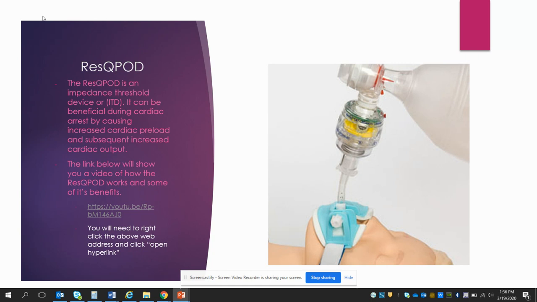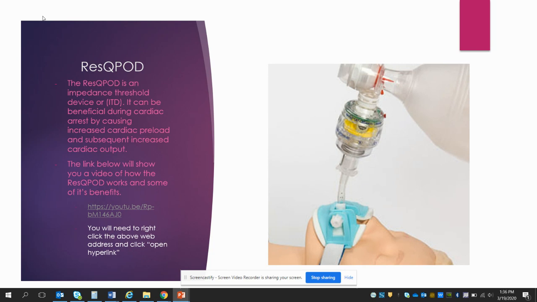Now let's look at rescue pods. So the rescue pod is an impedance threshold device, or an ITD, and it can be beneficial during cardiac arrest by causing increased cardiac preload and subsequent increased cardiac output. And so if you will just copy and paste this link that's right here on this screen and put that in, you'll be able to open that up and watch that short video on how the rescue pod actually works. So just pause this video here, take that over, copy and paste it in, see how the rescue pod works, and then you'll come back.